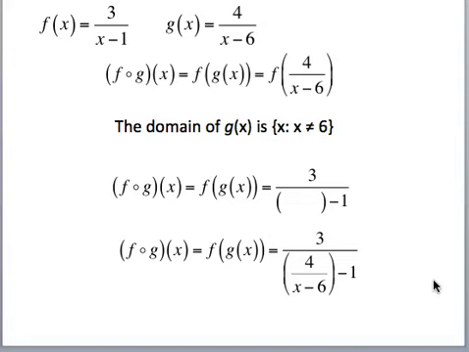Now the question is, how do we simplify this? And this gets to be pretty complicated algebra. I need a common denominator in the denominator. So ignoring the top, just looking at 4 over x minus 6 minus 1, we recognize 1 is x minus 6 over x minus 6. That'll be useful.